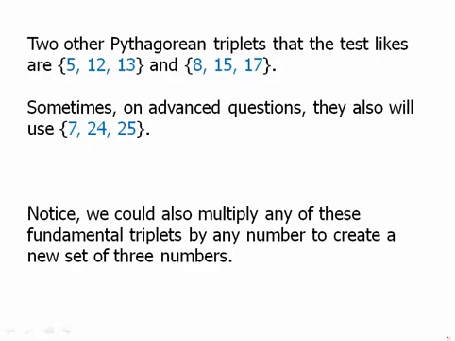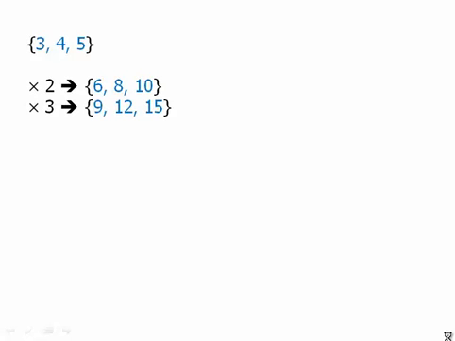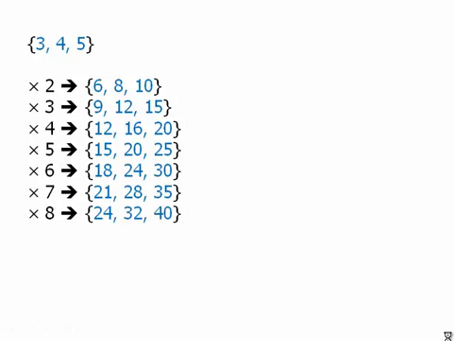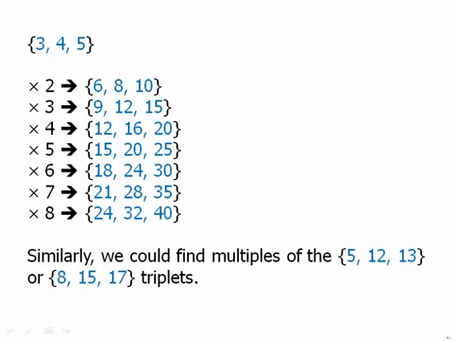Notice we could also multiply any of these fundamental triplets by any number to create a new set of 3 numbers. So starting with 3, 4, 5, we could multiply that by 2 and get 6, 8, 10. Multiply it by 3 and get 9, 12, 15. By 4, by 5, by 6, by 7, by 8, and so forth. Similarly, we could find multiples of 5, 12, 13, or 8, 15, 17. So you really don't have to memorize all the multiples. All you have to do is memorize those starting ones, those 4 starting triplets, and then you can easily find the multiples if you need them.